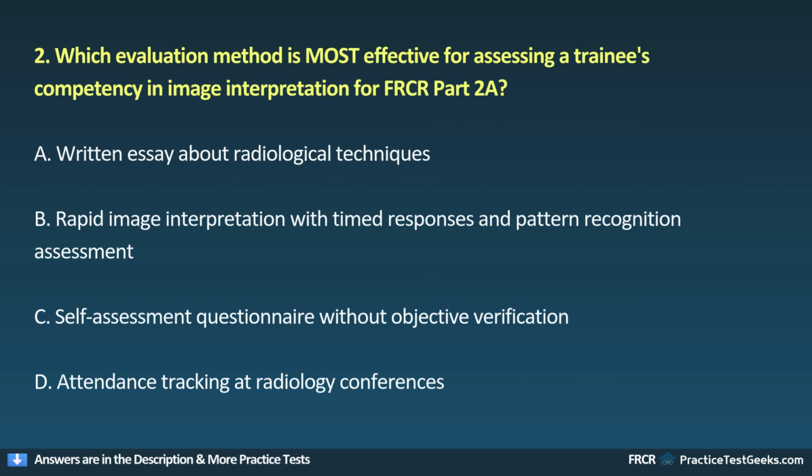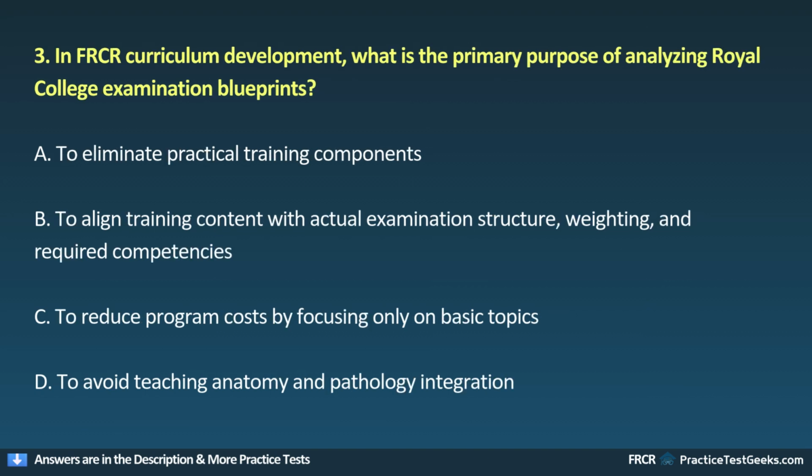2. Which evaluation method is most effective for assessing a trainee's competency in image interpretation for FRCR Part 2A? A. Written essay about radiological techniques. B. Rapid image interpretation with timed responses and pattern recognition assessment. C. Self-assessment questionnaire without objective verification. D. Attendance tracking at radiology conferences.